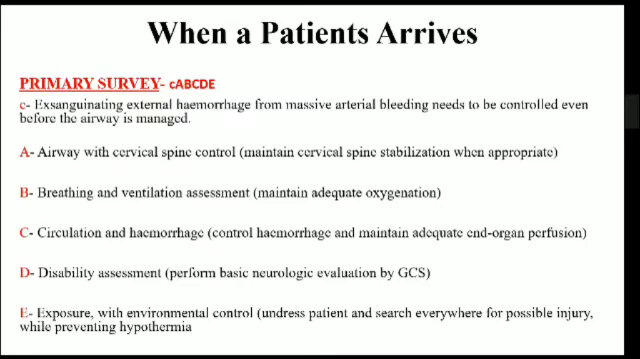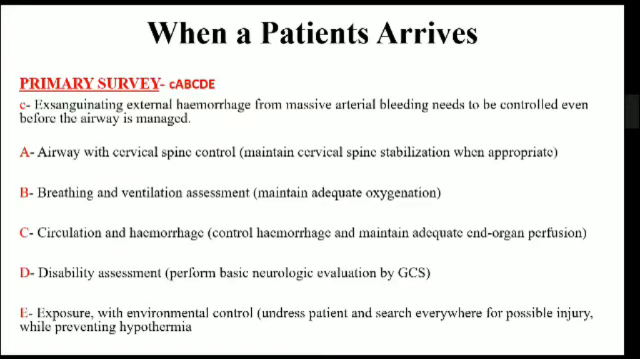When a patient arrives in our casualty department, we should go for primary survey that constitutes ABCDE. C is for exsanguinating external hemorrhage, where massive arterial bleeding needs to be controlled even before the airway is managed. A goes for airway with cervical spine control. If there is any frothy discharge, we should clean it by any means or by using the suction machine, and we also fix the cervical spine if it is necessary.